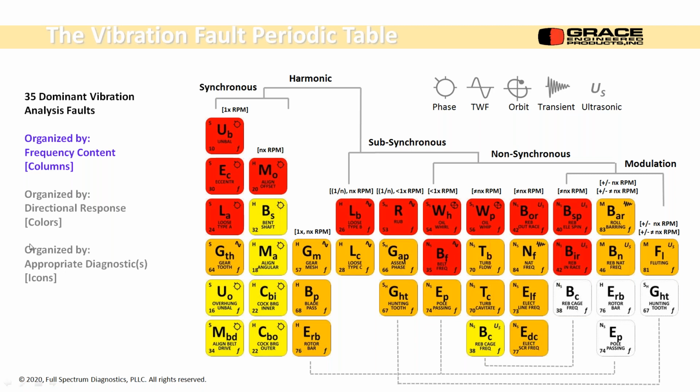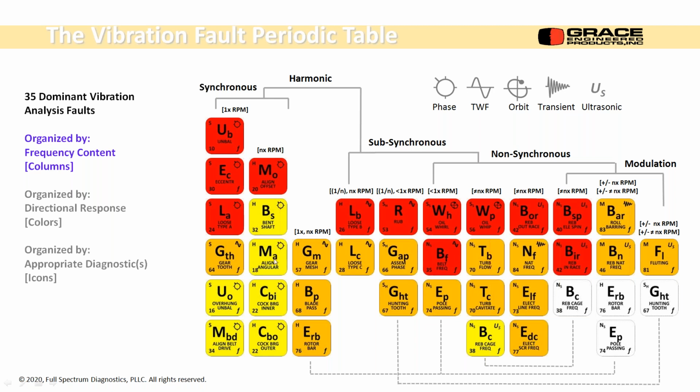We have several things that we're going to talk about. One is there's 35 faults on the table that encompasses just about everything in rotating machinery. It's organized by frequency content, which is the columns. So there's a synchronous range, there's harmonic, there's subsynchronous, non-synchronous, and modulation. And we'll show those in detail in a moment. It's organized by directional response, and that's the color of the tile on the table. Red is radial, yellow is axial, and orange could be radial or axial.